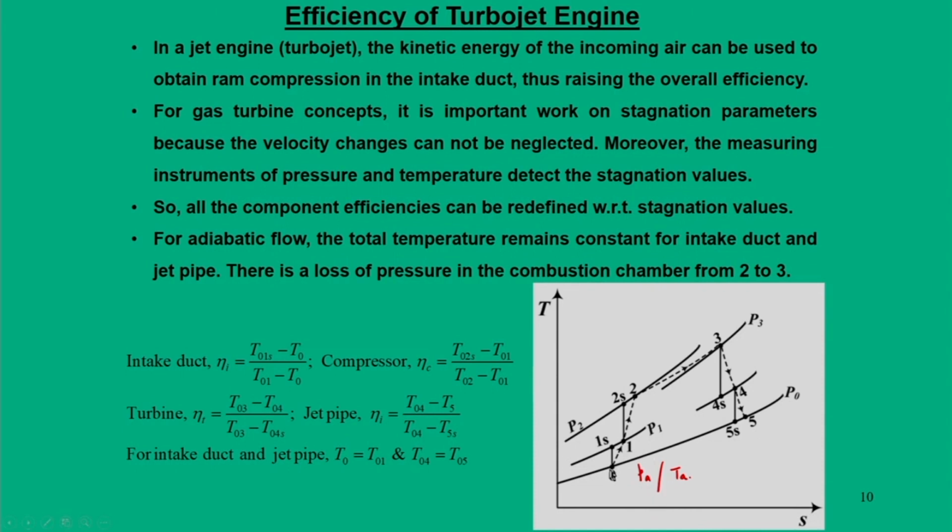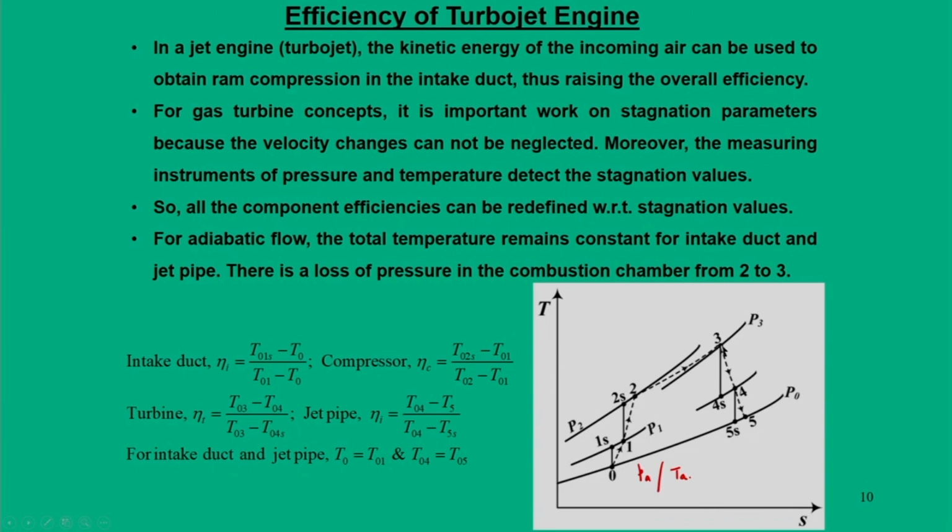So, this is where it starts, and the 0 to 1 process is your intake process. Had the process been isentropic, it would have gone from 0 to 1s, but now it goes to 1. Now, from 1 to 2 it is a compression process, and if it is isentropic compression, then it would have gone from 1 to 2s. So, here these are the static P1 and P2 values, and corresponding stagnation values can also be calculated.